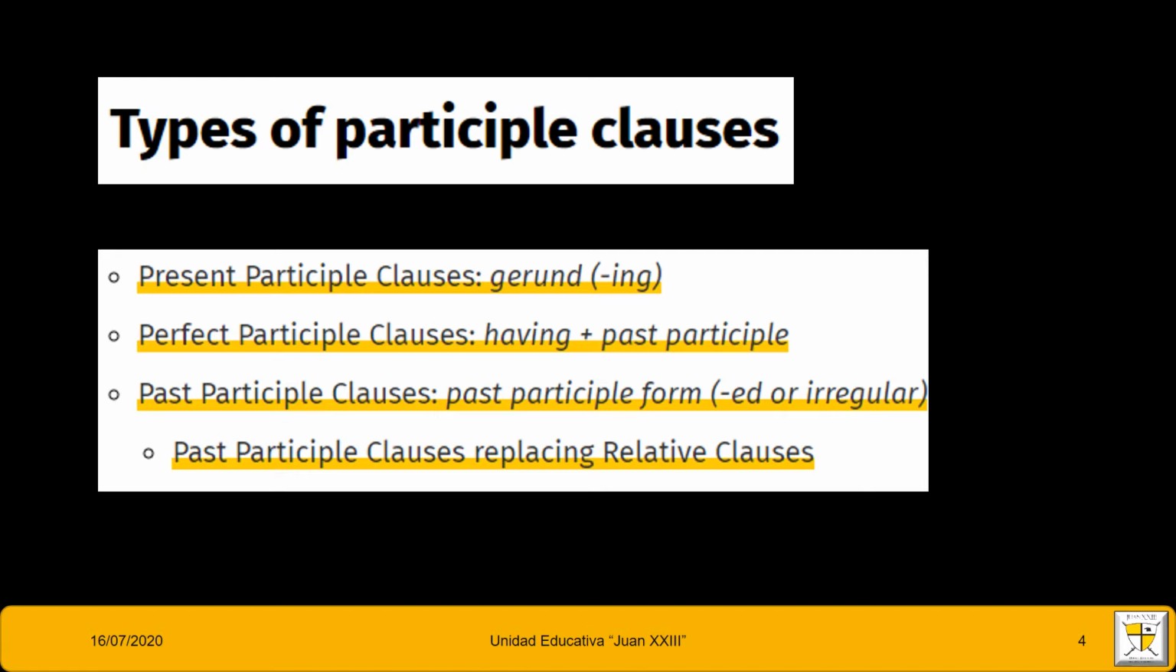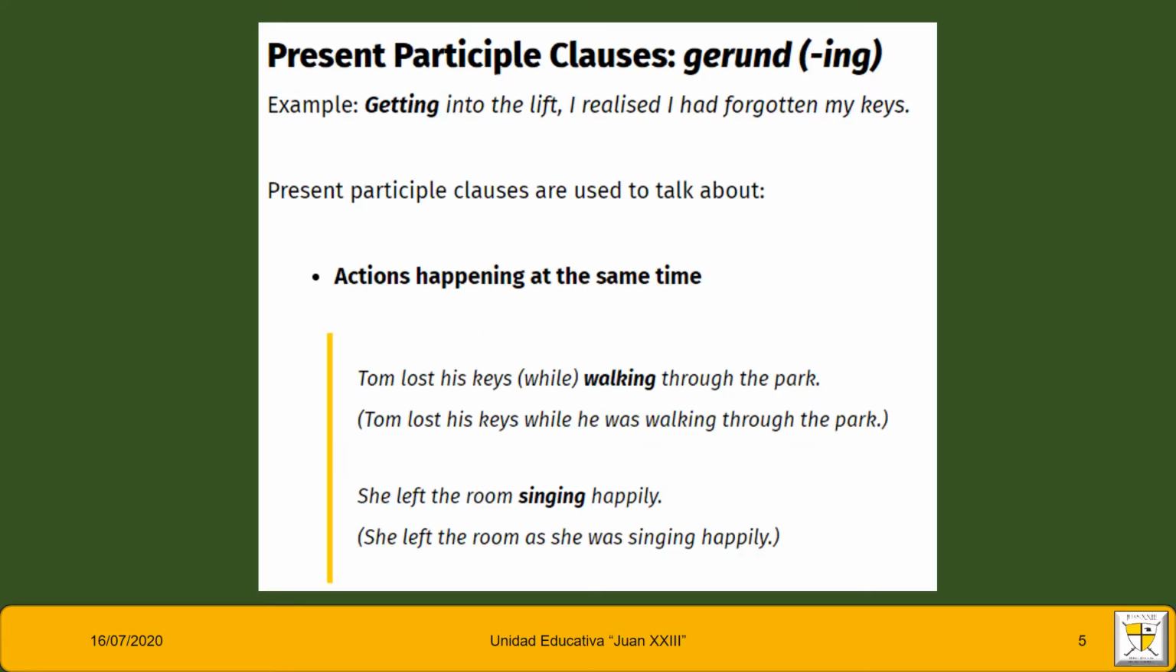Types of participle clauses: present participle clauses, gerund plus -ing; perfect participle clauses, having plus past participle; past participle clauses, past participle form, -ed or irregular; and participle clauses replacing relative clauses. Okay, so number 1, present participle clauses with the gerund and -ing.